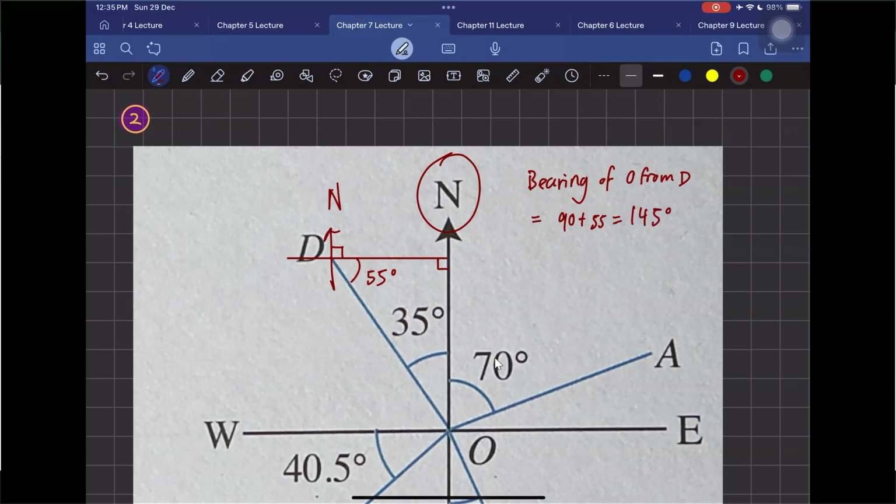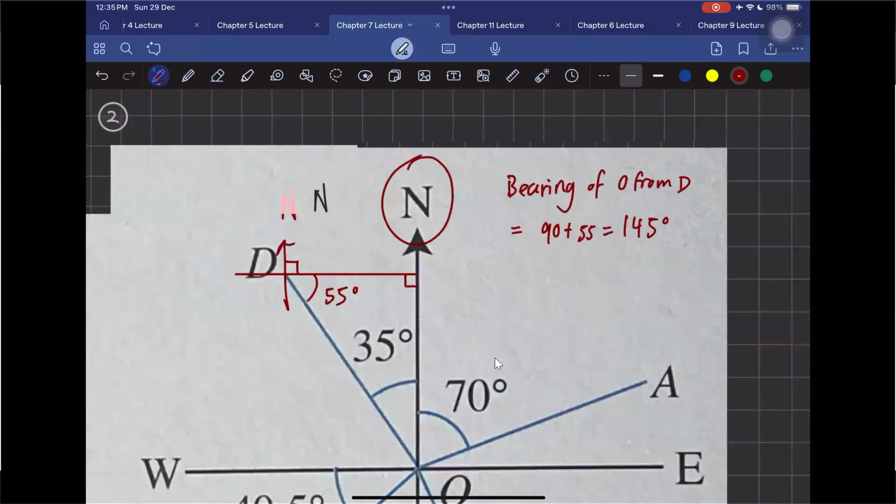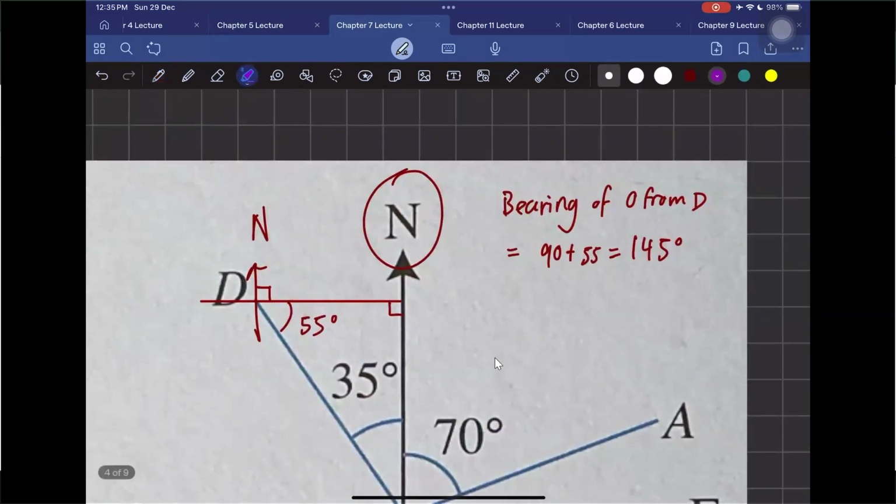Okay? So always, for this part, always take note of the language. Whenever they say from something, then you should be looking from that point. So that is where you draw your north pole.